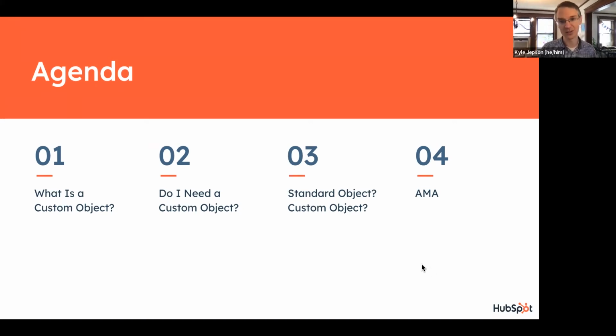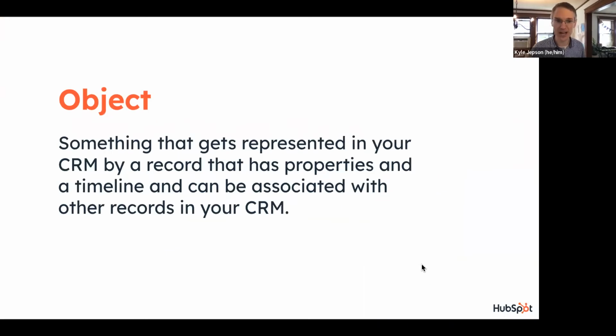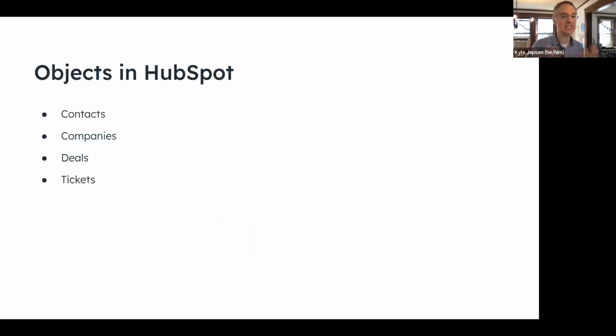So what even is a custom object? Before I answer that question, let me answer what even is an object. In the context of HubSpot, an object is just something that gets represented in your CRM by a record that has properties and a timeline and can be associated with other records in your CRM. So the most basic, fundamental, popular objects inside HubSpot are contacts, companies, deals, and tickets.